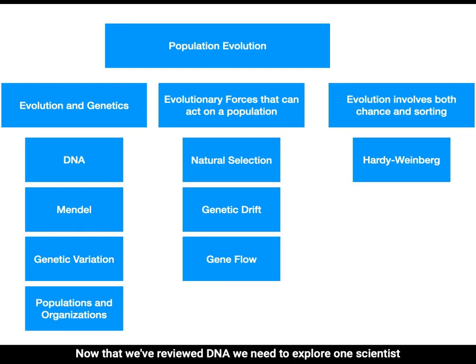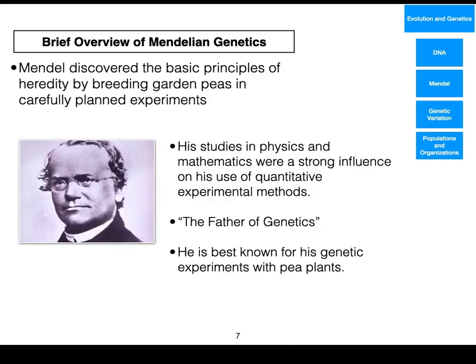Now that we've reviewed DNA, we need to explore one scientist's contribution to our understanding of genetics so that we can better understand evolution and genetics. Who is Gregor Mendel? He was an Austrian monk with a background in physics and mathematics. However, he is best known for his genetic experiments with pea plants. With these experiments, he discovered the basic principles of heredity. His contributions have earned him the title of the father of genetics.